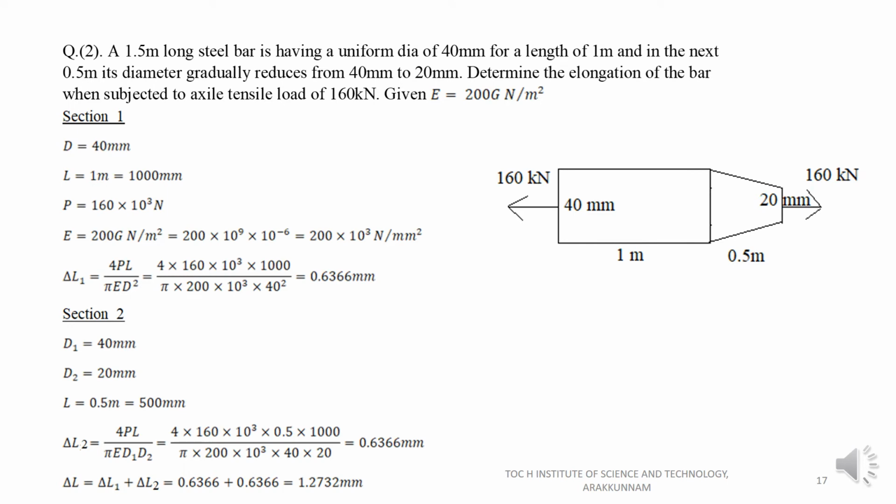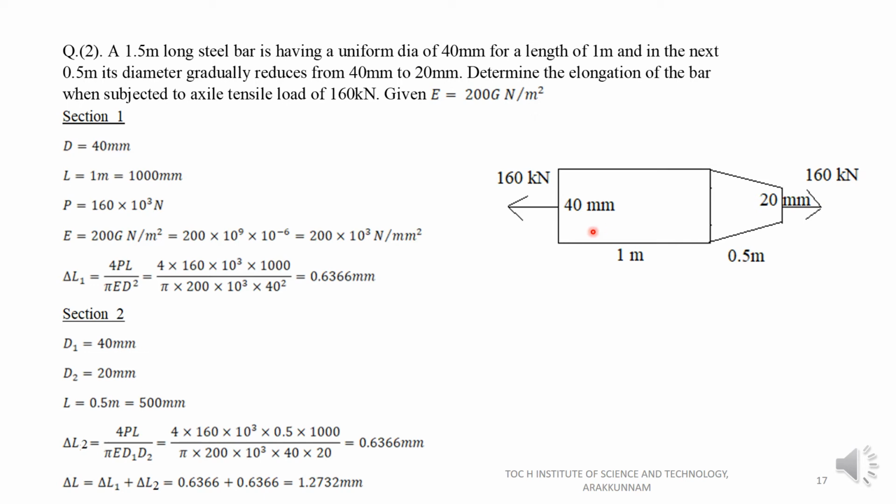Let's see one another problem. A 1.5 meter long steel bar has a uniform diameter of 40 mm for a length of 1 meter, and in the next 0.5 meter its diameter gradually reduces from 40 mm to 20 mm. Determine the elongation of the bar when it is subjected to an axial tensile load of 160 kilonewton, given E is equal to 200 giganewton per meter square.